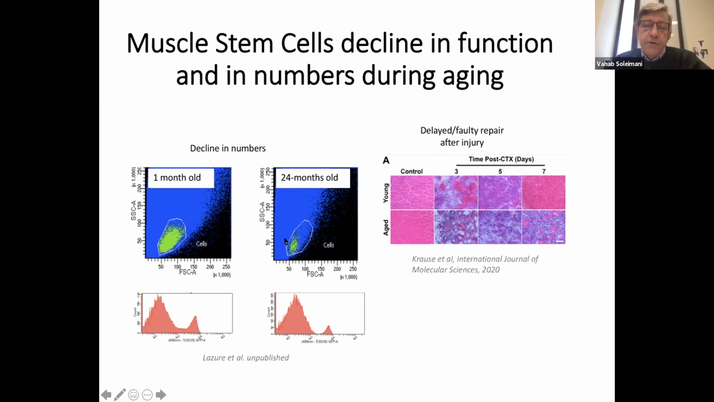We've known this for many, many years. We know that it's not only the number of muscle stem cells that is reduced during aging, but also their functionality. On this panel on the right, you see this staining, for example, the comparison between young and old, and you can see that aged muscle is quite impaired in terms of its regenerative capacity. So the first part of my talk will focus on the effect of this aging niche on the alteration in transcriptome and epigenome, and by proxy on the regenerative function of muscle stem cells.